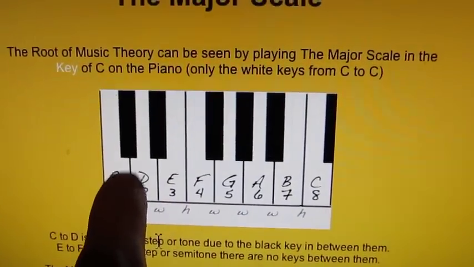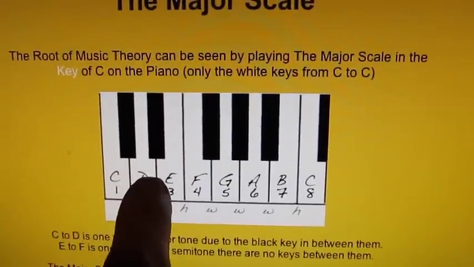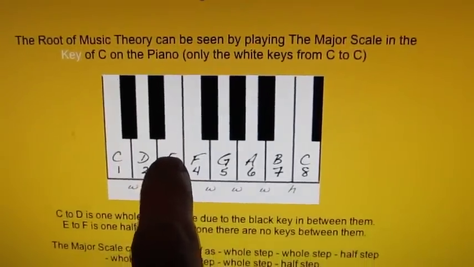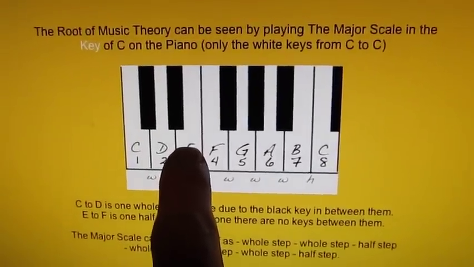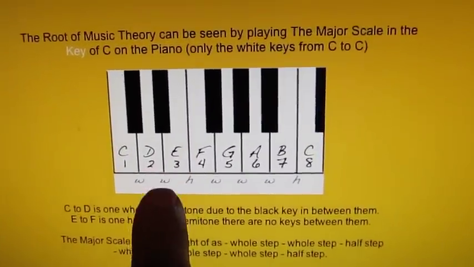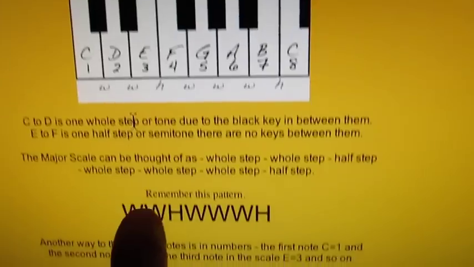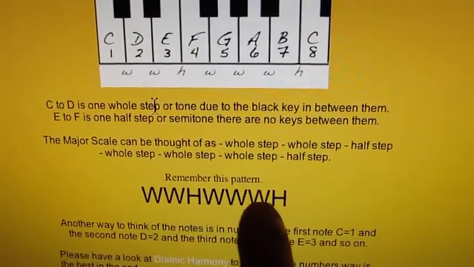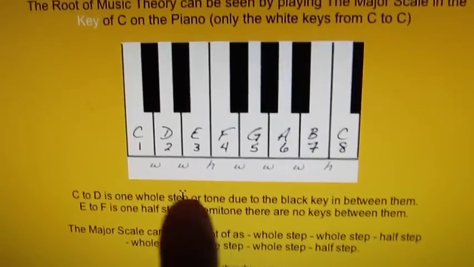could say from here to here is a half step, from here to here is a half step, from here to here is a half step, from here to here is a half step. Or we could just say that to make a major scale, we just have to remember this formula, which is whole step, half step, whole step, half step. So that works like this.